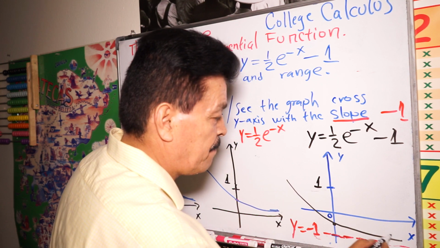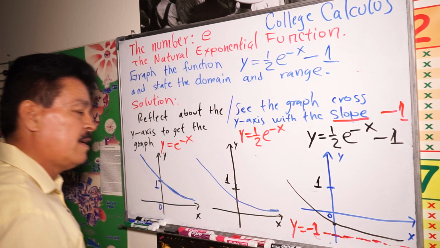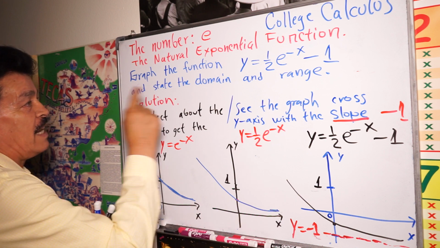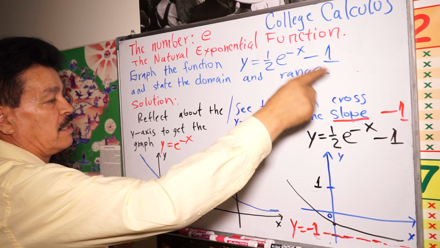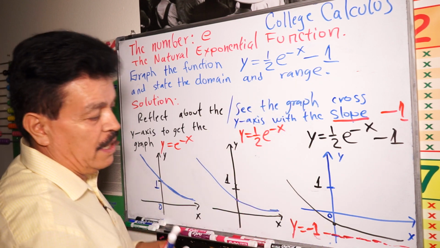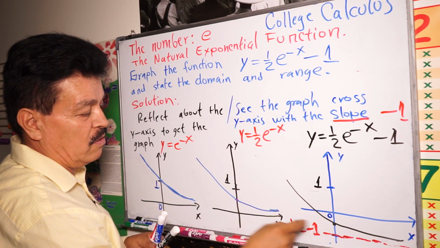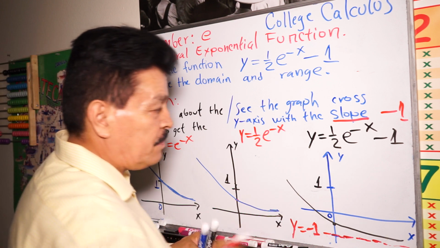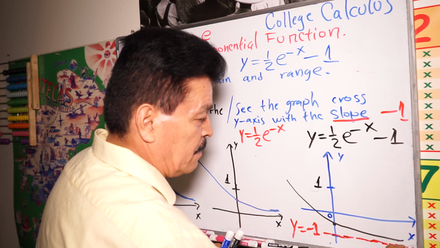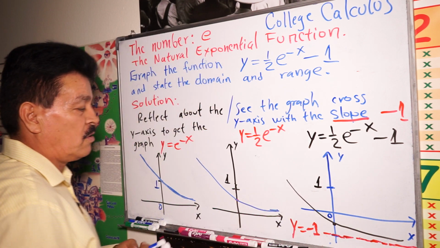All right, see the graph. So just our problem is graph the function y equals 1/2 e to the negative x exponent minus 1. Here, -1 is right here. This is y equals -1 right here. All right. So this is our solution.